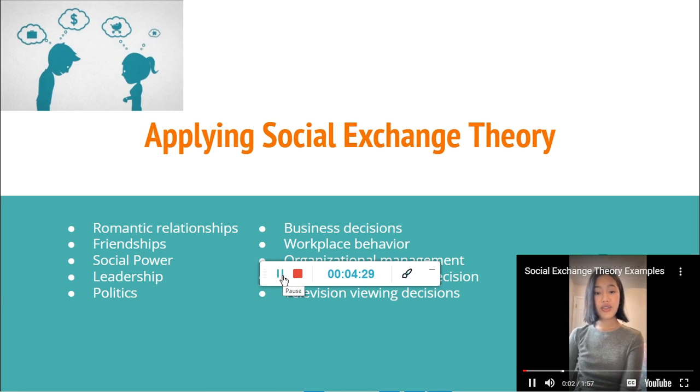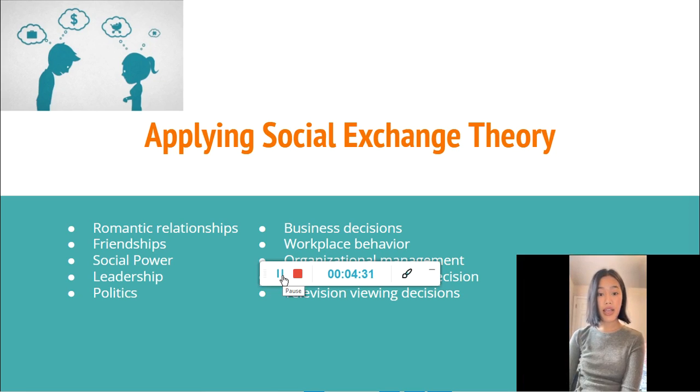The social exchange theory has the ability to apply to a variety of situations and relationship types. Examples are romantic relationships, friendships, family, workplace behavior, and organizational management, business decisions, social power, leadership, politics, consumer purchase decisions, and television viewing decisions.